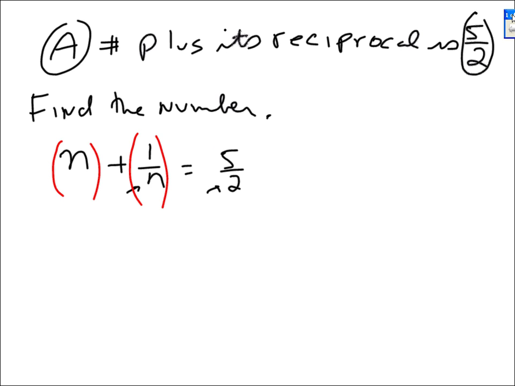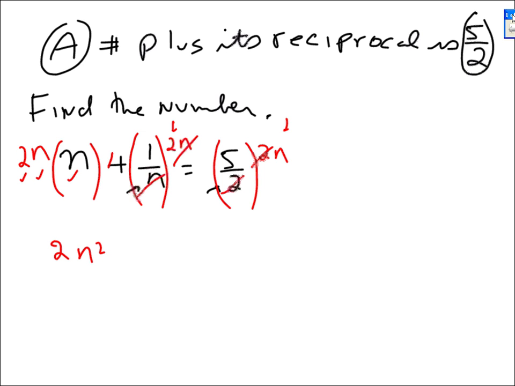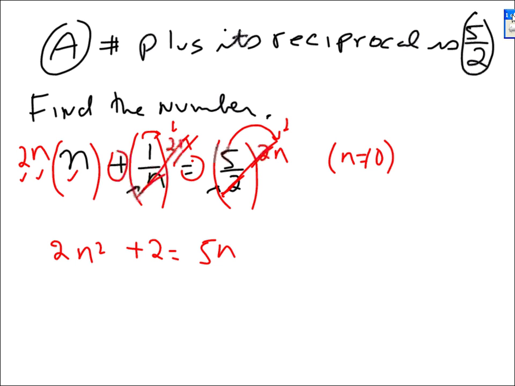You multiply, or at least you denote you're multiplying, each term by 2n. And the nice thing about 2n is n goes into it 2 times, and 2 goes into 2n, n times. And what you're left with is 2 times n, or 2n squared, plus 1 times 2, which of course is 2, equals 5n. Now, 2/2 is always 1, but n/n, you have to remember, n can't be 0.